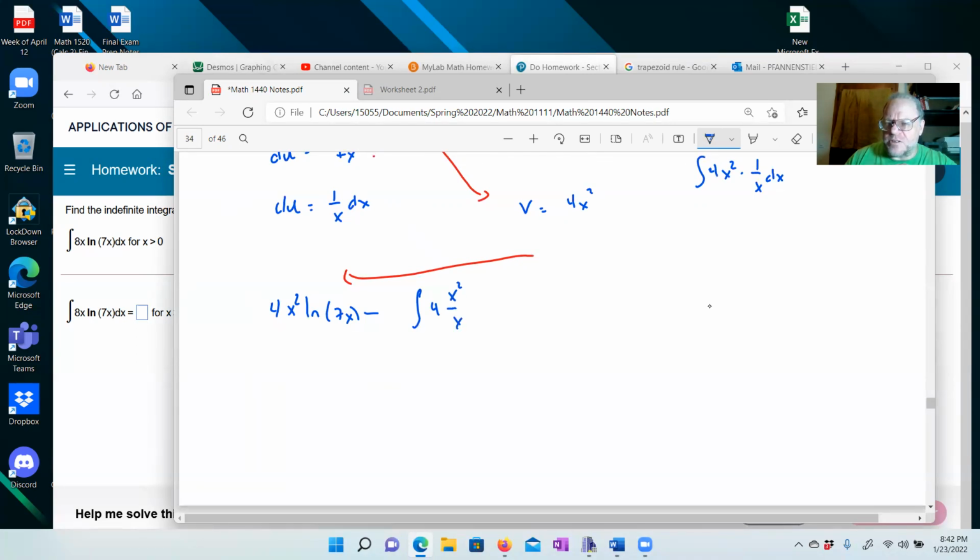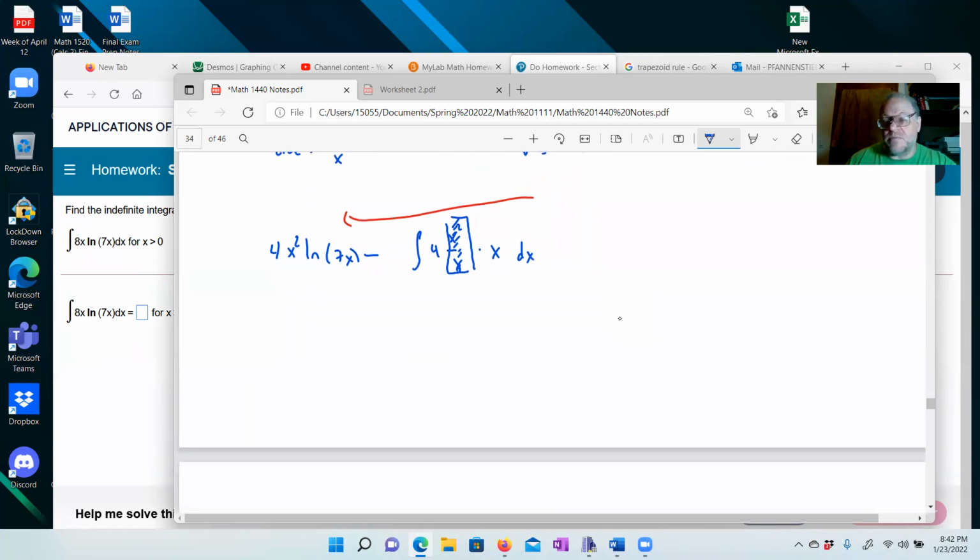Does that make sense that this would just be x dx here? So instead of doing it this way, I'm just going to say, well, x squared over x is just x. So we're going to knock that out for a moment. Okay, just have to integrate 4x. So this is 4x squared ln 7x. This is going to be minus 4x squared over 2 plus c.